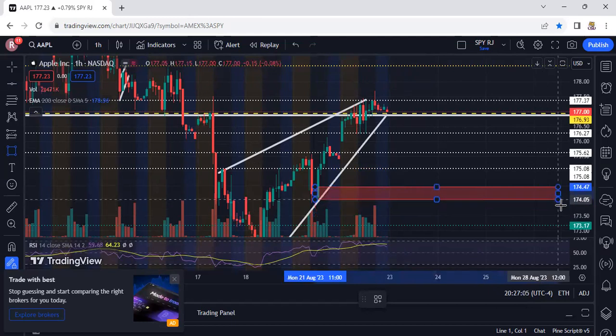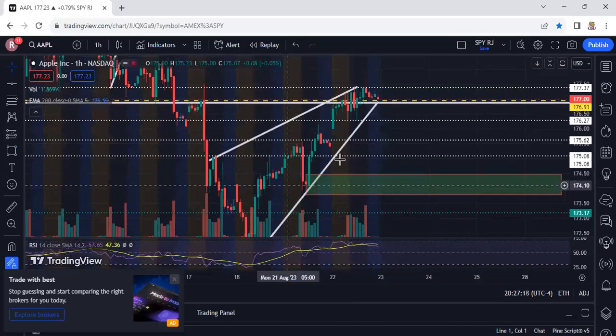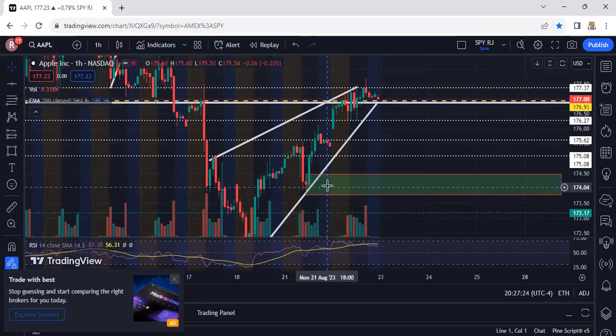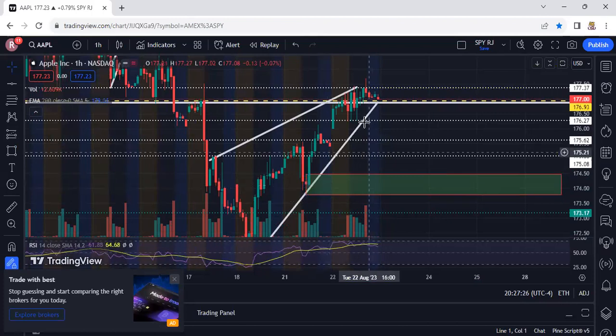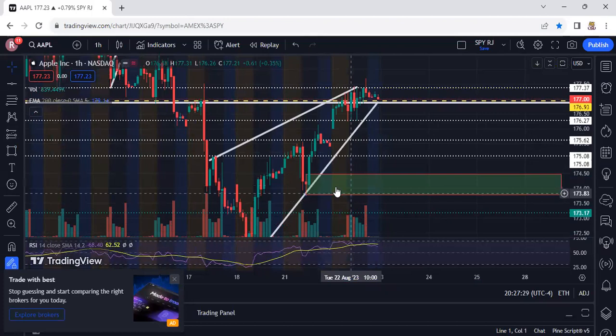Don't get confused here, but you would be coming down to this point, which would be the demand zone on the 1 hour time frame. So honestly, you can possibly even take Apple all the way down to this 174-ish type of level here, right? So that's just a few things that you can be looking for.